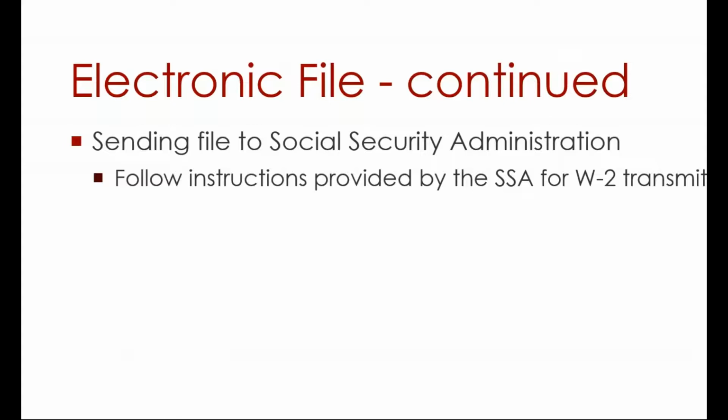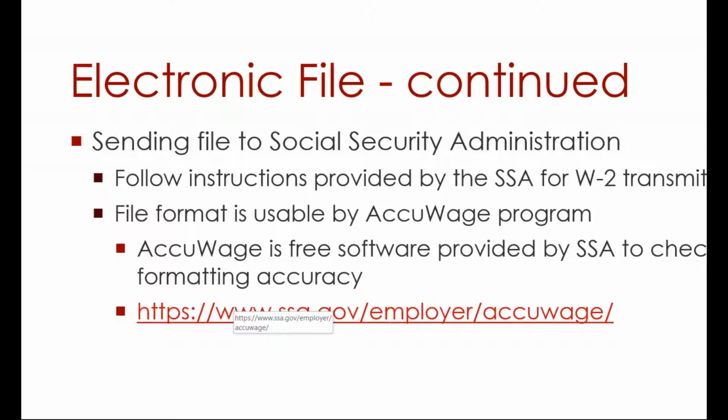Once you hit begin processing, it's going to create a file called IRS tax.001. This is the file. You can open it in Notepad, but ultimately this is the file that's provided to the IRS. You want to follow instructions provided by SSA for the W-2 transmittal. The file format that is produced by Dynamics SL is usable by a program called AccuWage. This is free software that's provided by SSA to check the file for formatting accuracy. Essentially, it's just making sure that everything is valid and proves helpful in outlining any issues that may exist in the format so that you can correct it before submitting it to the IRS.